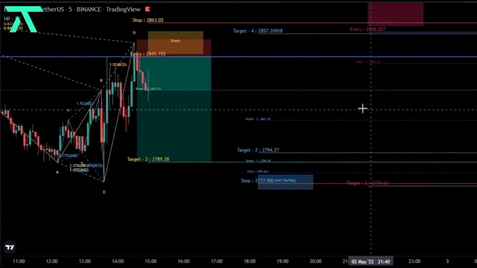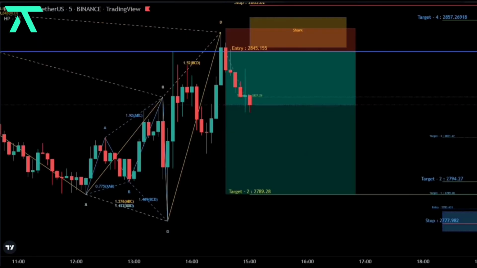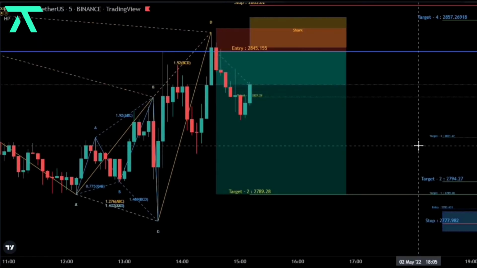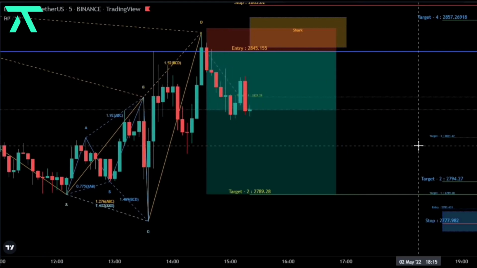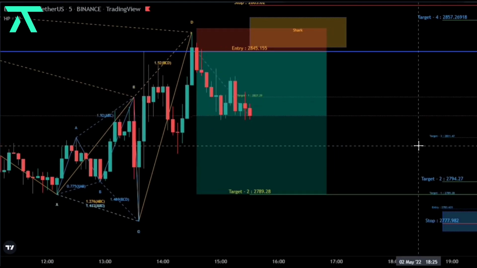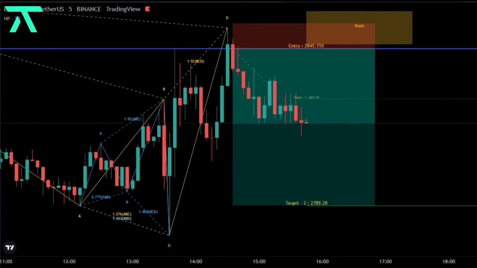I will increase the speed of the video to see what the result of this position will be. As you can see, the profit of this transaction reached the second target and approached the next target. This indicator is extremely profitable, you no longer need training.